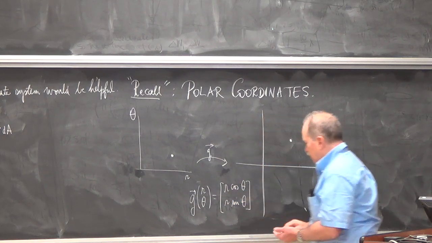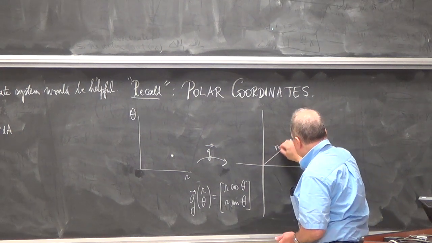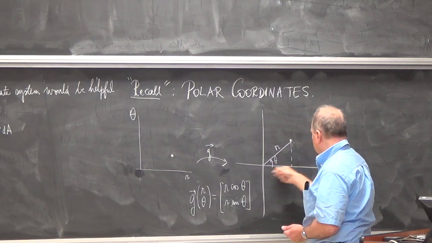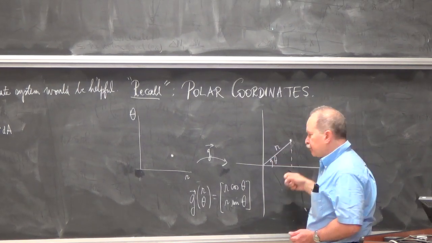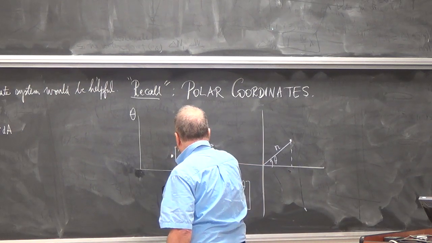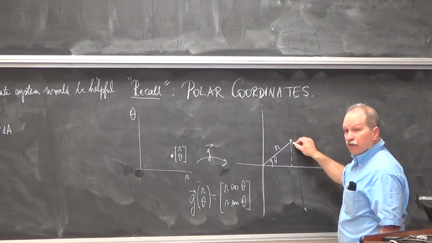And what's the meaning of this? The meaning is that r represents radial distance, the distance, and then x is r cosine theta, and y is r sine theta. So an (r, theta) here corresponds to an (x, y) here.